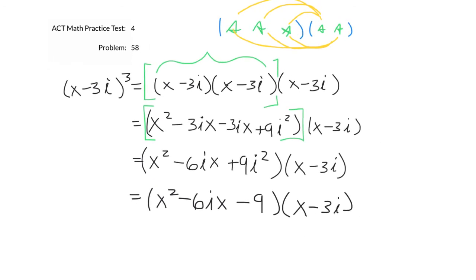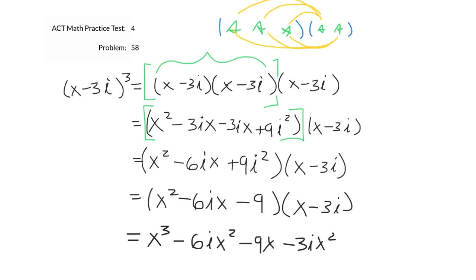So when it comes to x times x squared, that's going to be x cubed. Then it's going to be x times -6ix, that's going to be -6ix squared. Then it's going to be x times that -9. That will most definitely be -9x. So now we are ready to apply this -3i. -3i times x squared would be -3ix squared.